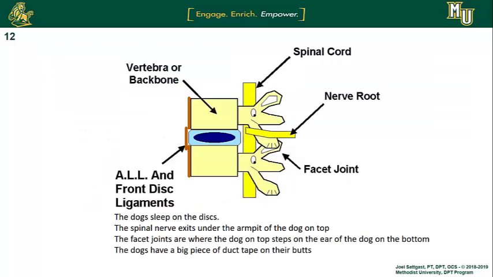A helpful graphic to consider all the different pieces of the spine, and I think we've seen this before in Musculoskeletal 1: you have the ALL in the front part of the disc, you also have the PLL, and then the spinal cord and nerve root levels, the vertebra or the backbone, and then oftentimes we talk about a Scotty dog. And so the dog will sleep on the disc, the spinal nerve exits under the armpit of the dog. The facet joints are where the dog on top steps on the ear of the dog on the bottom. And then the dogs have a big piece of duct tape on their butts that kind of hold them together. And that's a helpful way to think through this.